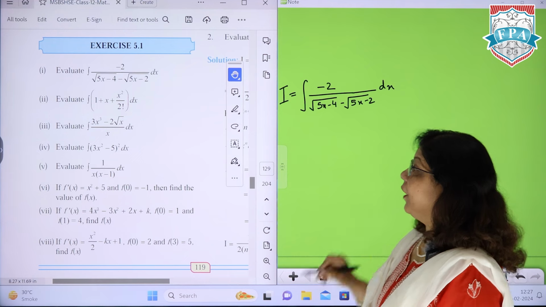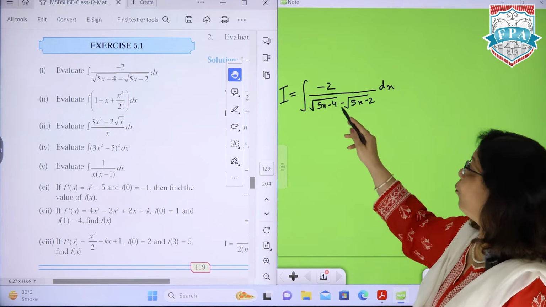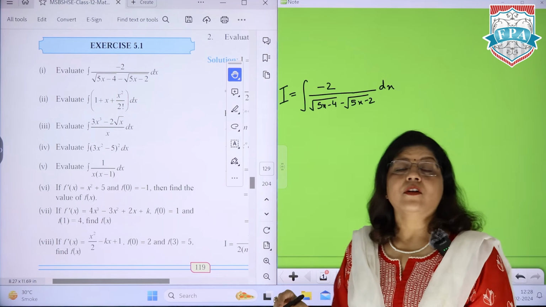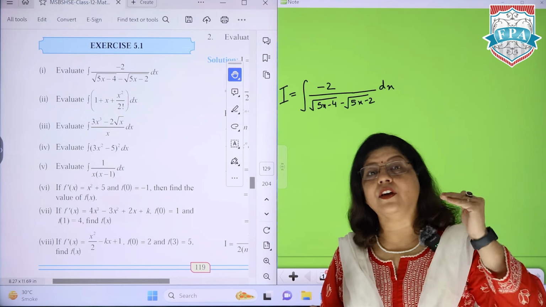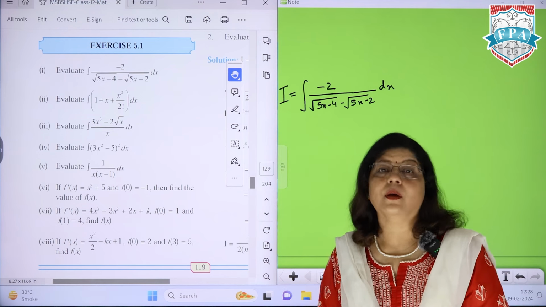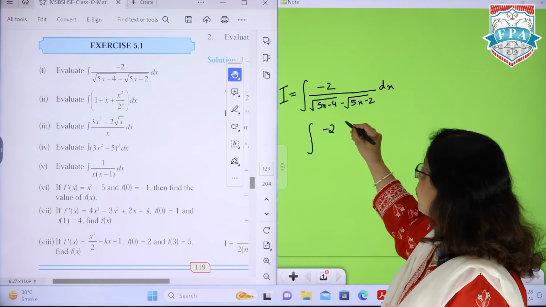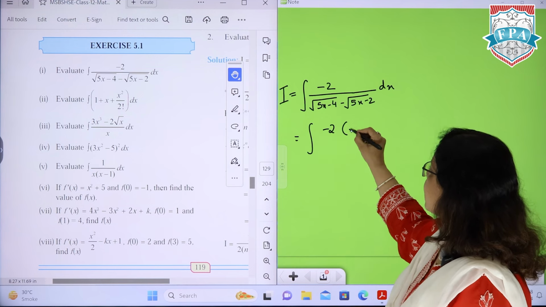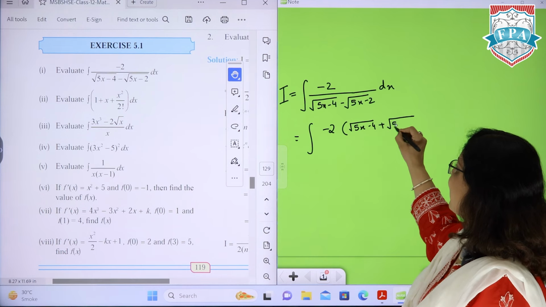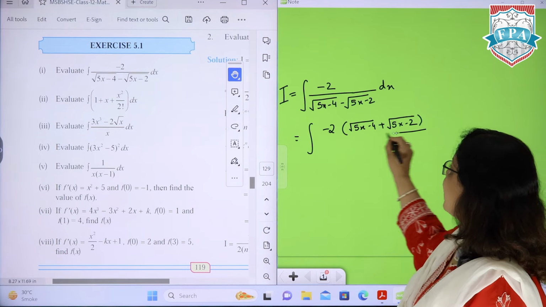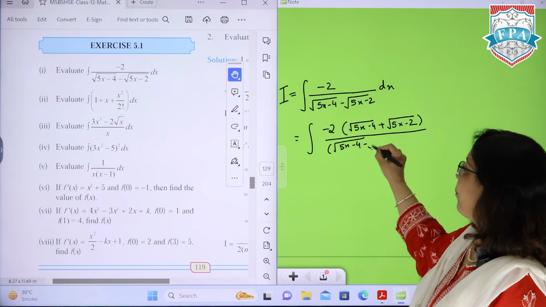Now, for this particular formula we do have something for a root, but we don't have something for root a minus root b. So first we'll simplify that and get these root terms in the numerator. And how are we going to do this? By rationalizing. So take minus 2 out. This root 5x minus 4 plus root 5x minus 2. The rationalizing factor is always the same expression with a different sign.